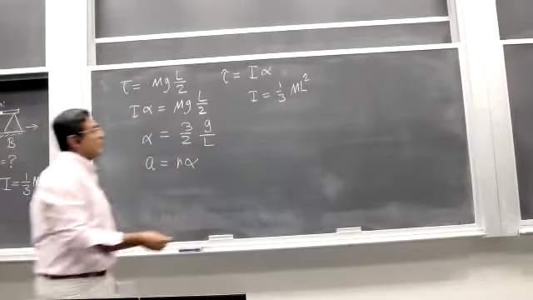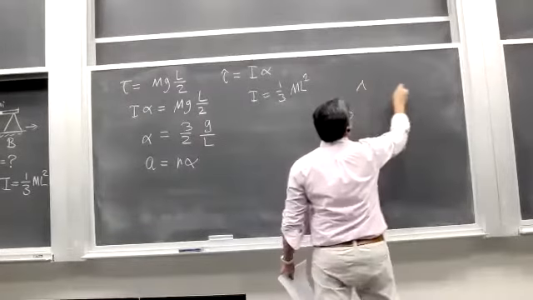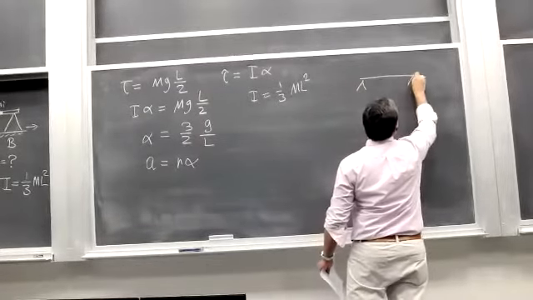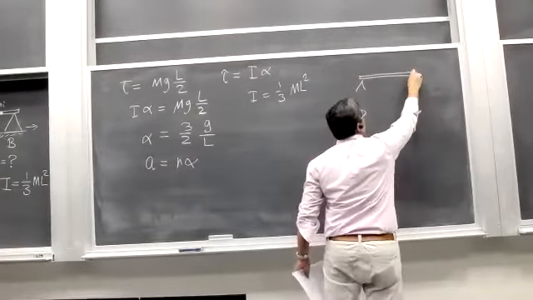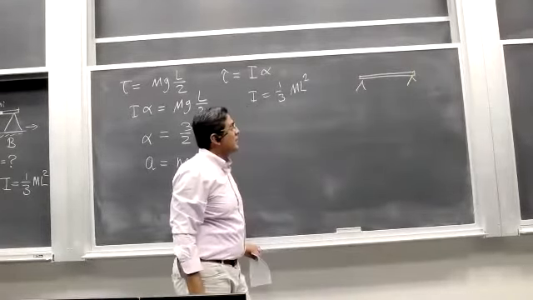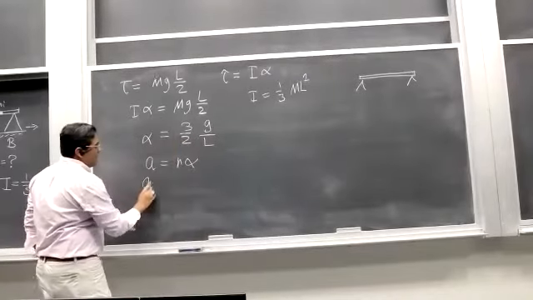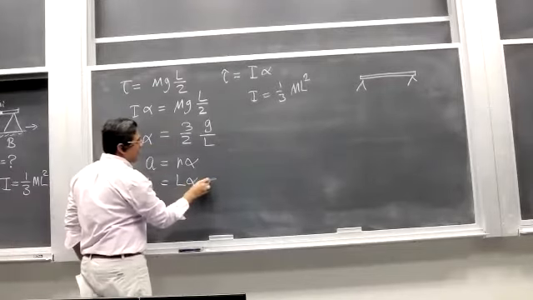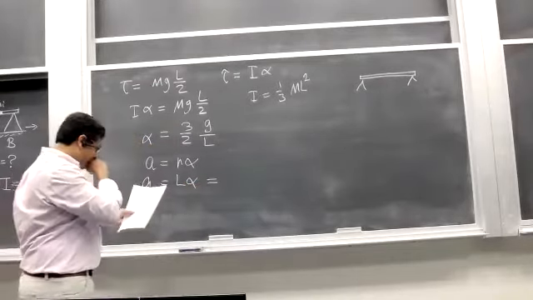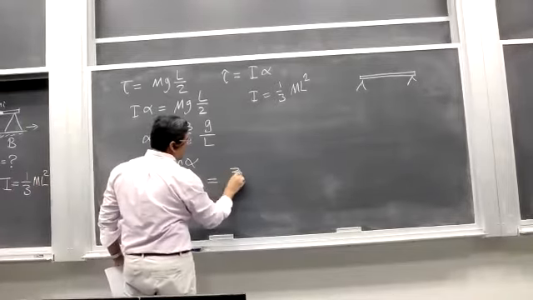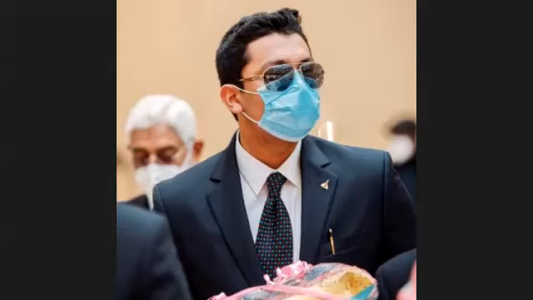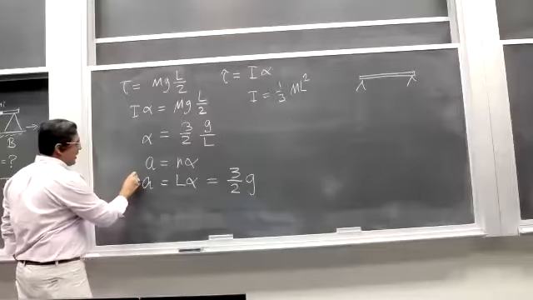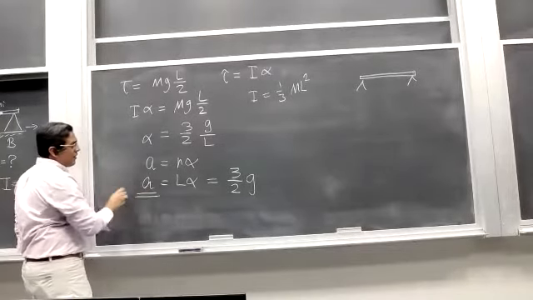And what is R here? If you remember the figure, or I'll redraw it here. We are interested in the acceleration of this end. So what is R then? R is L. Very good. So A is L alpha. So you bring that value in here, and what do we get then? 3/2 g in the end. Remember, this is the value of the acceleration.